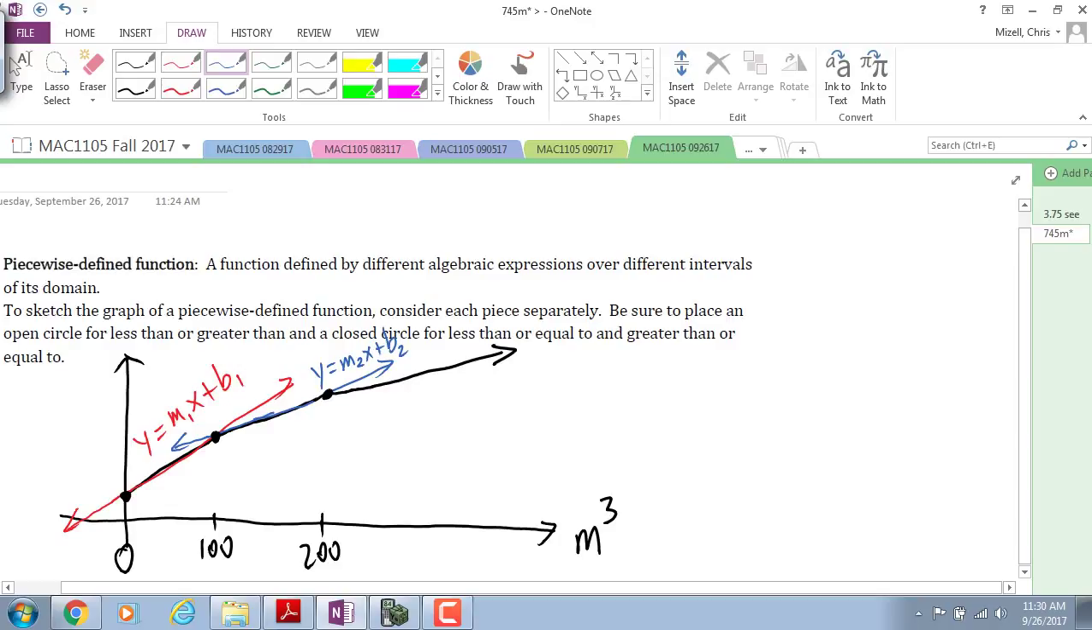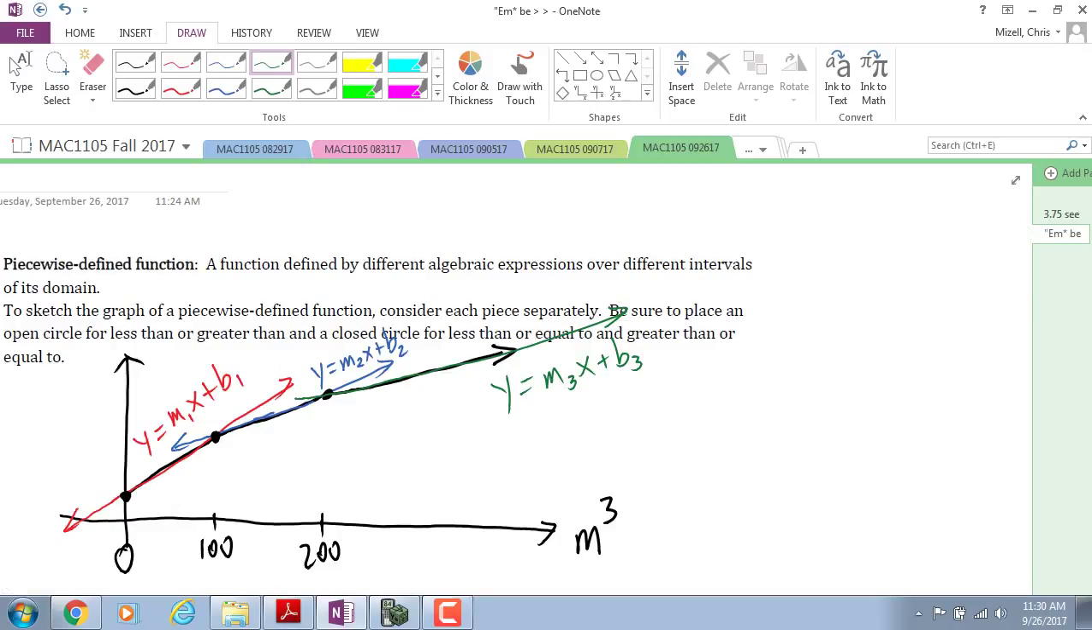And then there's that third one that extends as far as it could possibly extend, depending on how much a customer used. That's yet another straight line that looks like that. If we were going to write the equation of that straight line, that would be y equals m sub 3 x plus b sub 3. Different slope, different y-intercept.